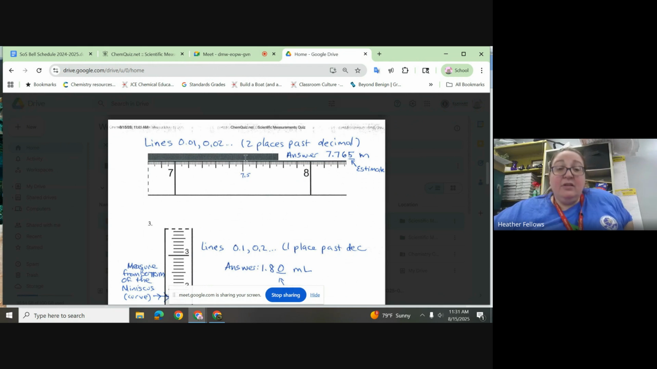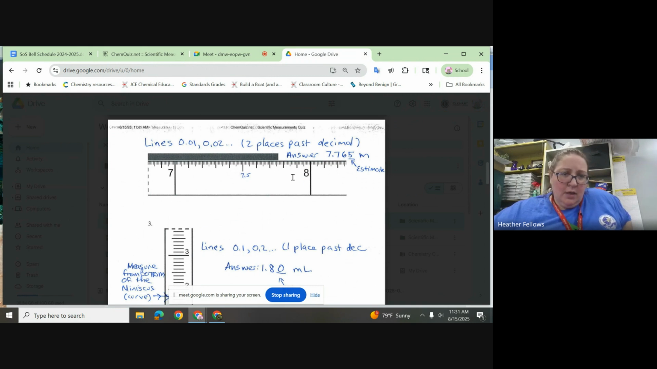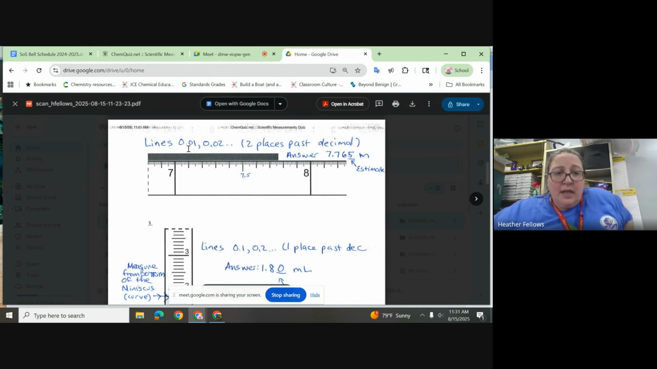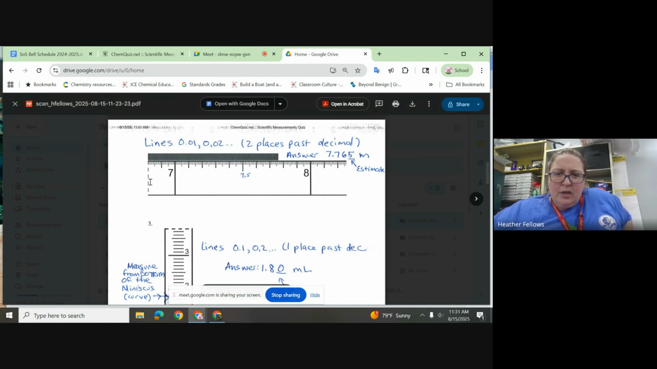So here, let's see. So kind of penciled in or penned in 7.5. So it's like 7, 7.5, 7.6. Those are those slightly longer lines. So 7.51, 7.52, 7.53, right? So the lines are two places past the decimal that you can directly measure, 0.01, 0.02.